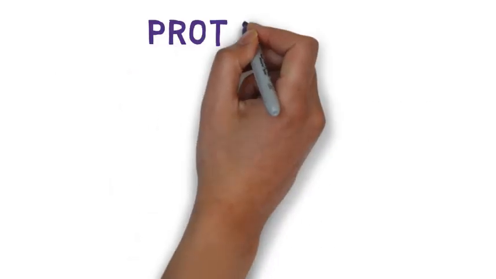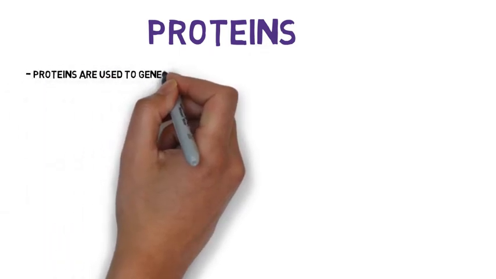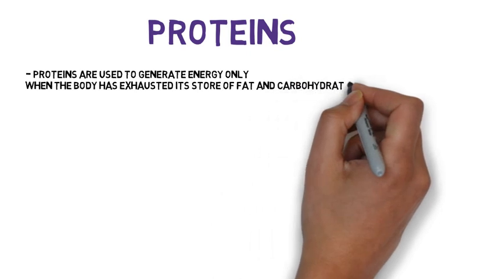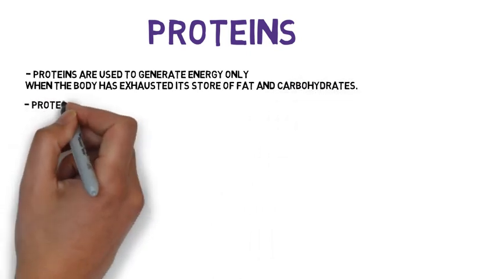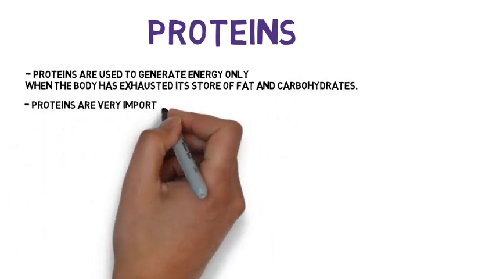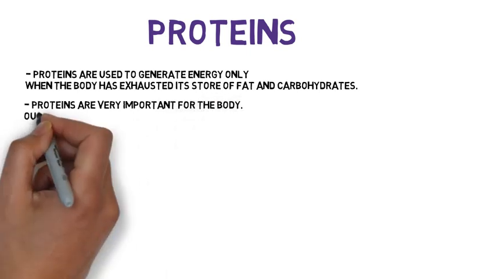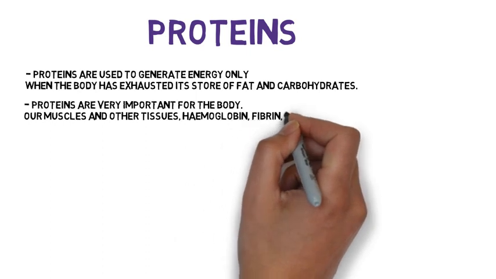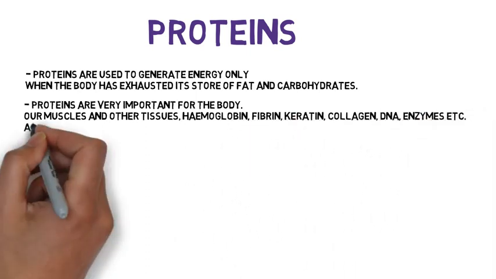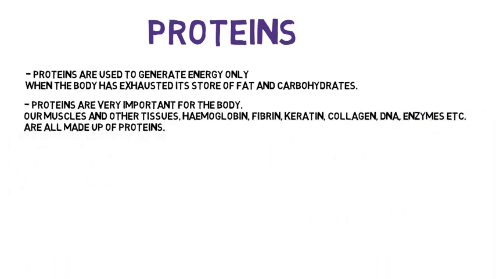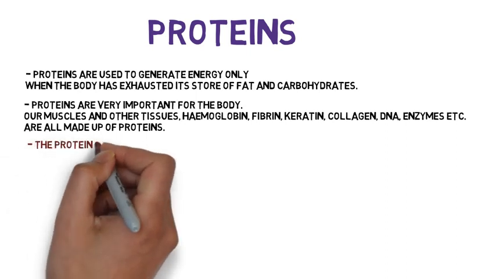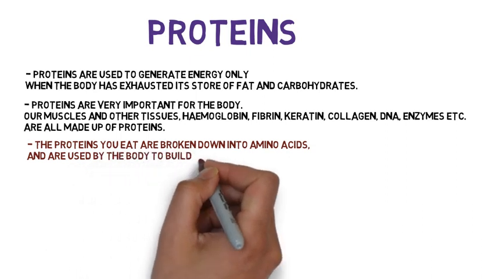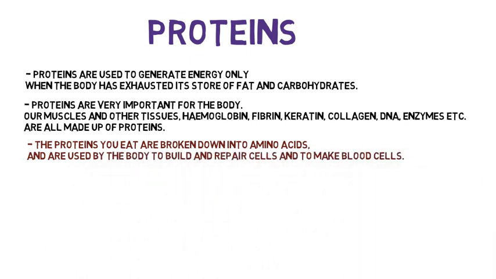Proteins. Proteins are used to generate energy only when the body has exhausted its store of fat and carbohydrates. Proteins are very important for the body. Our muscles and other tissues, hemoglobin, fibrin, keratin, collagen, DNA, and enzymes, etc., are all made up of proteins. The proteins you eat are broken down into amino acids and are used by the body to build and repair cells and to make blood cells.